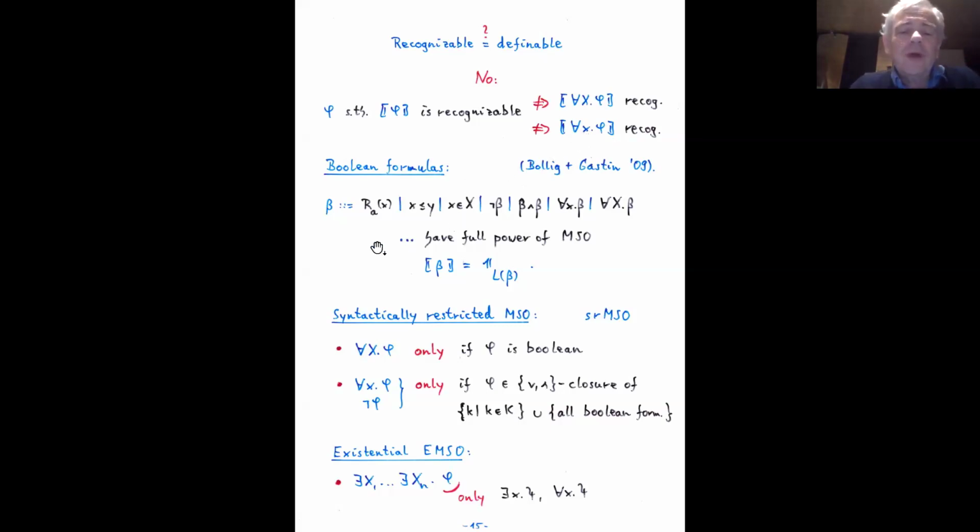In the following way, we define the Boolean formulas. We take the atomic formulas, and then we take negation and conjunction and universal quantification. And note that here we have the full power of MSO because we can define disjunction by conjunction and negation, if we just take the logic. And all of the values here are 0 or 1, because the atomic formulas get value 0 or 1. If we negate it, it's 1 or 0.